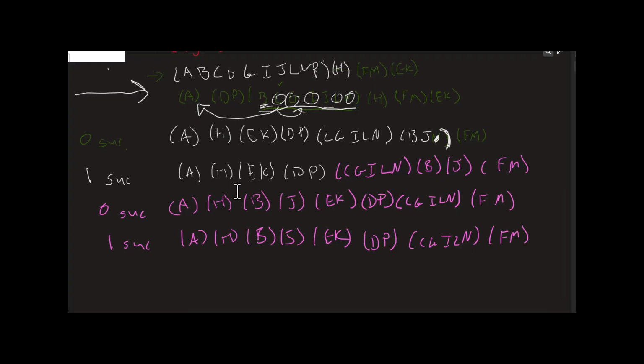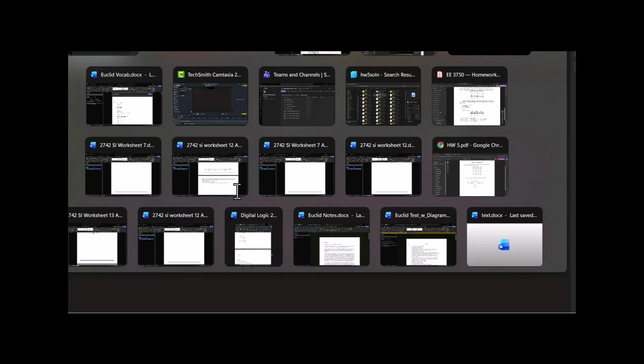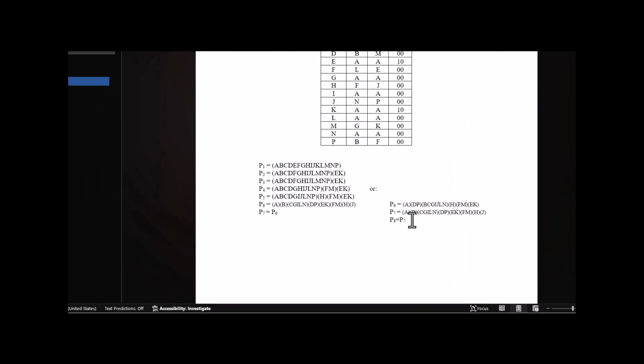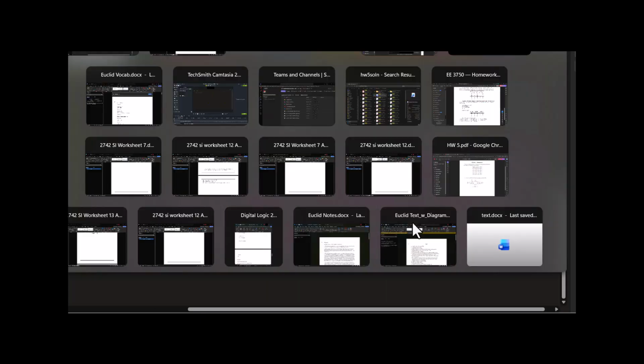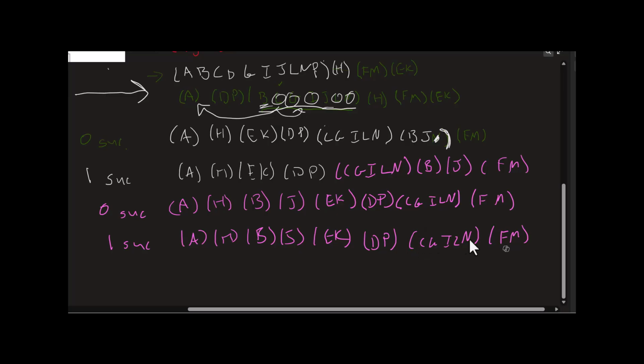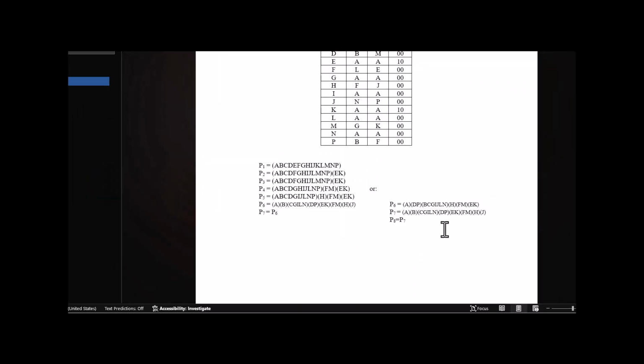Let's see if I finally got this one right. I've done this one like every year, and I make mistakes with it, including the year that I wrote up the solutions for it, which was bad. Let's see if I got it this time. Oh, it doesn't look like I did. No, AB, that's fine. CGILN, CGILN, DP, EK, FM, H and J.